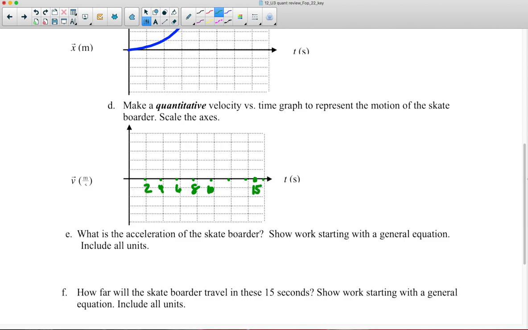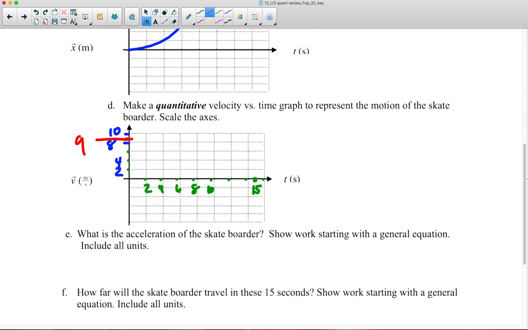And then we have 1, 2, 3, 4, 5. For 9 meters per second, we should probably count by 2's on here as well. 2, 4, 6. And the top one will be 10 meters per second. This will be 8 meters per second, which means our 9 meters per second is actually going to be right in between the two of those. That should be right between the 8 and the 10, 9 meters per second.